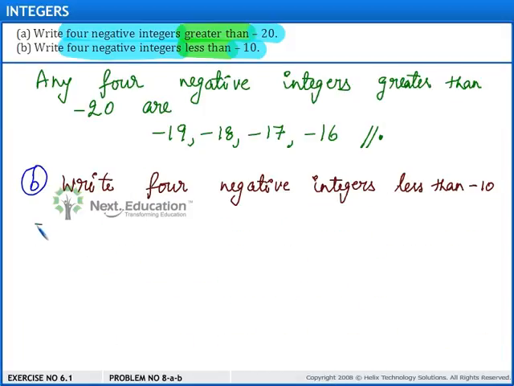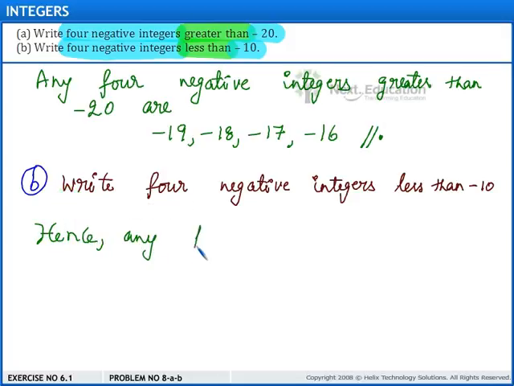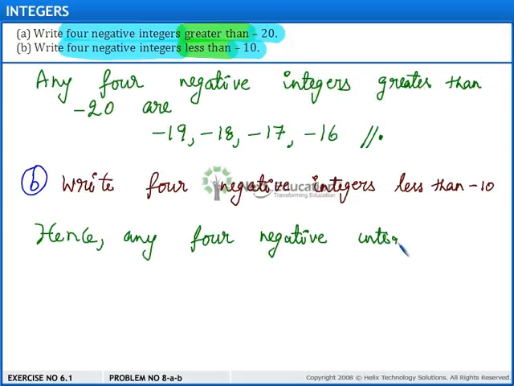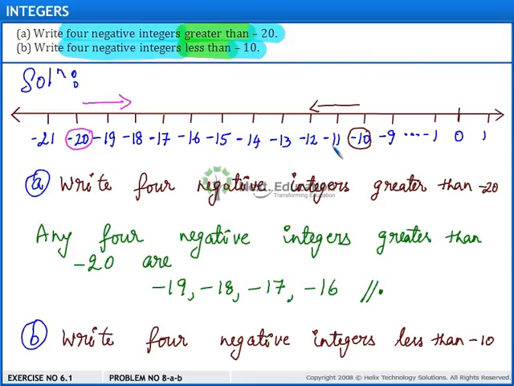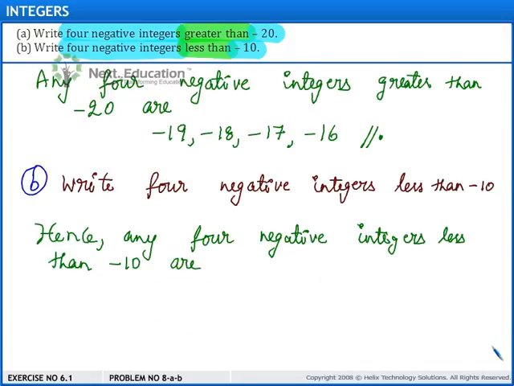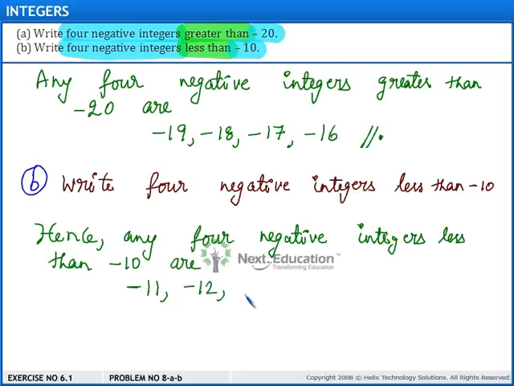Hence, any 4 negative integers less than minus 10 are minus 11, minus 12, minus 13 and minus 14. Let us write it down. Minus 11, minus 12, minus 13 and minus 14.